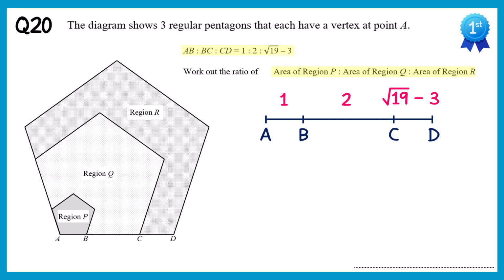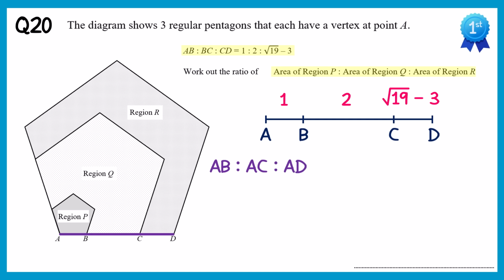In order to work out the ratio of the areas of these regions, we're going to work out the ratio of the lengths of the pentagons first. If we look at the diagram on the left, the smallest pentagon has a length AB. So we're going to put AB into our ratio. The medium-sized pentagon has a length from A all the way to C, so AC. And the largest pentagon has a length from A all the way to D, so AD. So we want to work out this ratio, and we can do that using the diagram above.